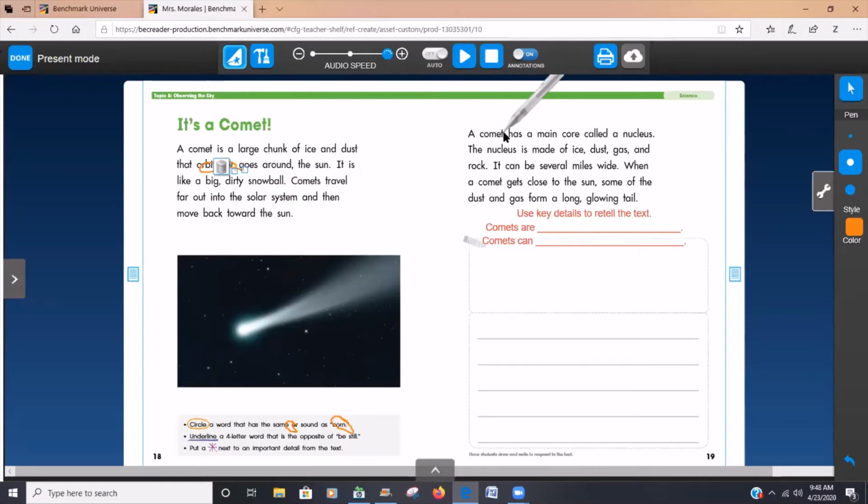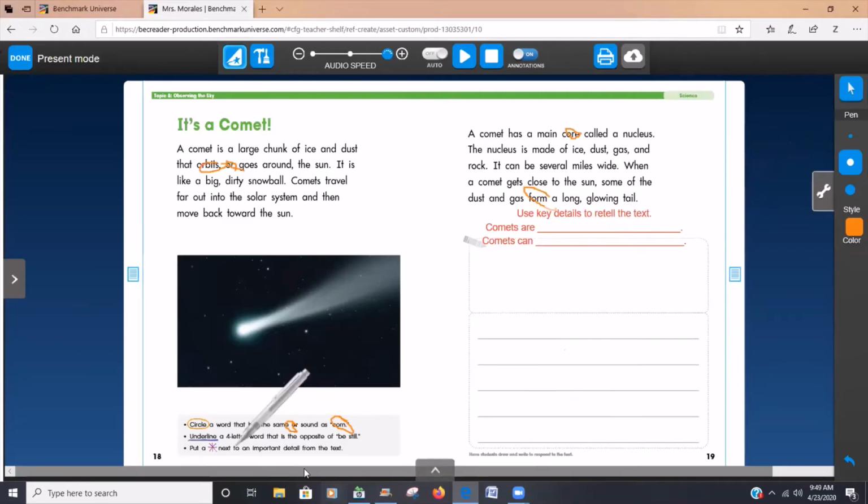A comet has a main core called a nucleus. The nucleus is made of ice, dust, gas, and rock. It can be several miles wide. When a comet gets close to the sun, some of the dust and gas form a long glowing tail. Okay. So I circled all of the or words.